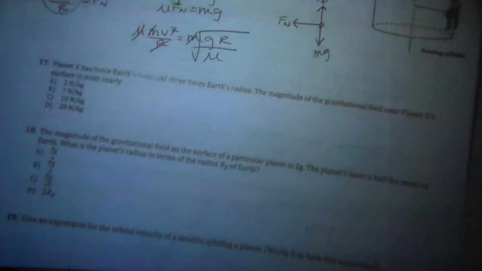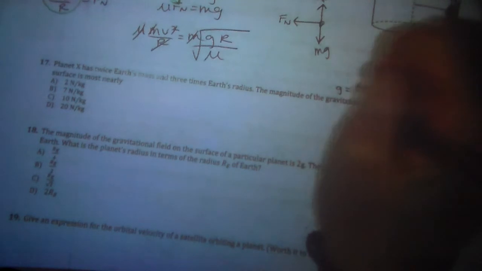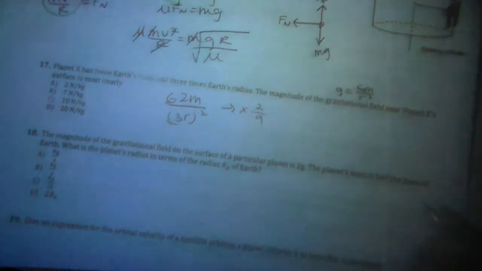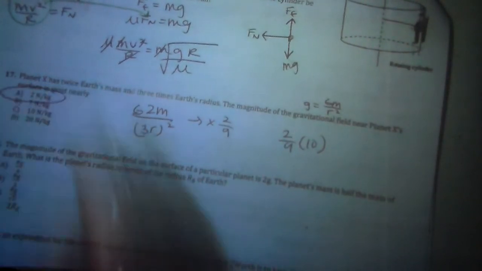Twice the mass, 3 times the radius. What is the gravitational field? The gravitational field is GM over r squared. So if I have twice the mass and 3 times the radius, that would be times 2 ninths. Compared to Earth, where it's 10, this becomes basically 2.22, something like that.